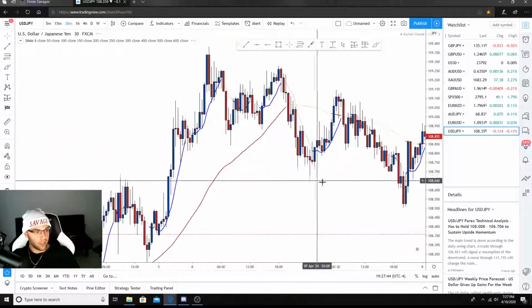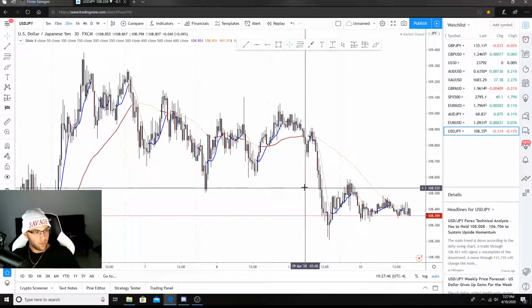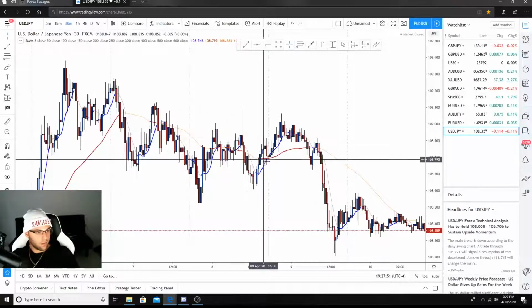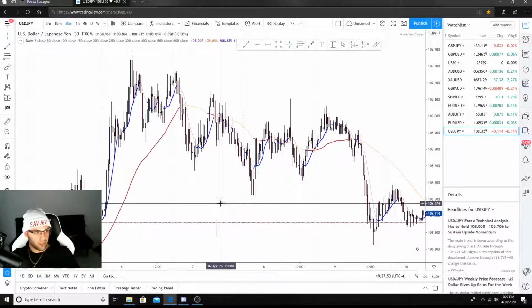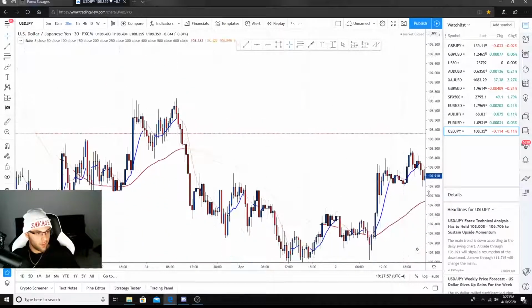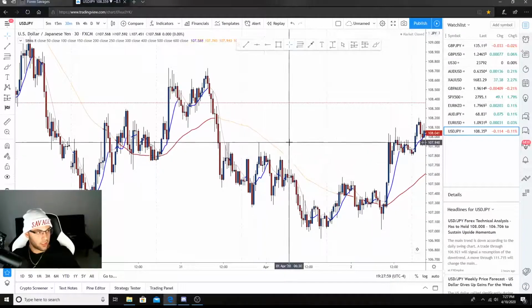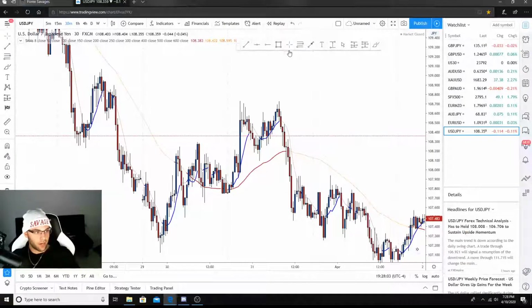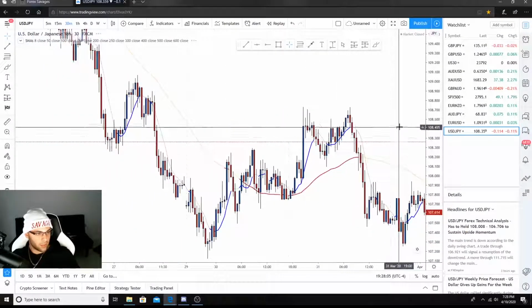Let's go to 30-minute, guys. Okie dokie. Let's kind of see what happened here. This is just ranging, honestly. Very fundamental week with the United States dollar and the yen. So let's kind of focus on this right here, actually. This is really nice.